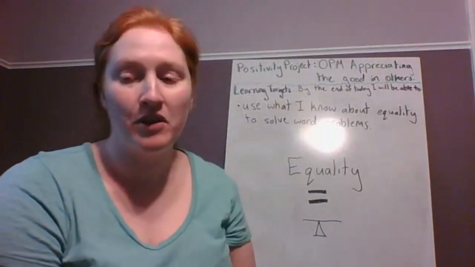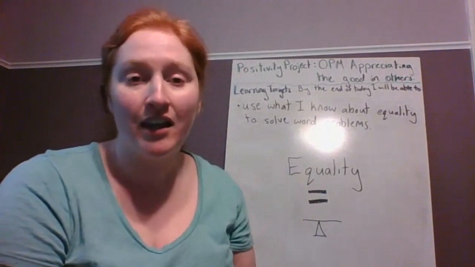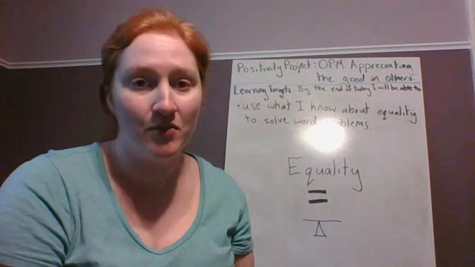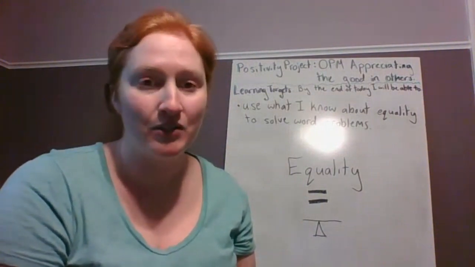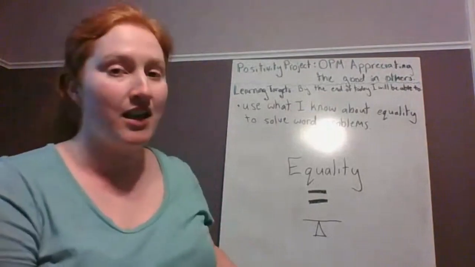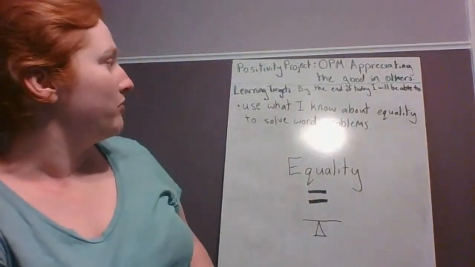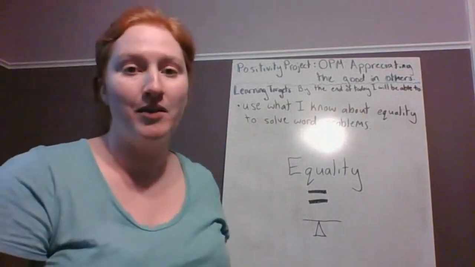So we have been learning about the equal sign, how to balance equations, how to tell if both sides of the equal sign are equal or not equal, if it's true or not true. And we also found some missing parts to an equation. And today our learning target is: by the end of today, I will be able to use what I know about equality to solve word problems.